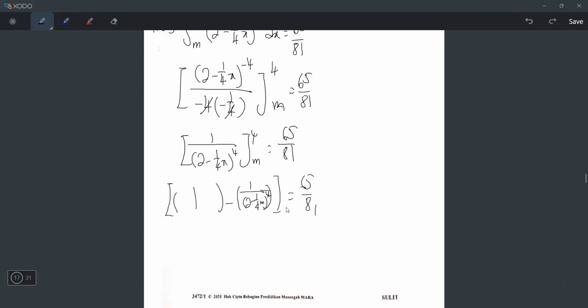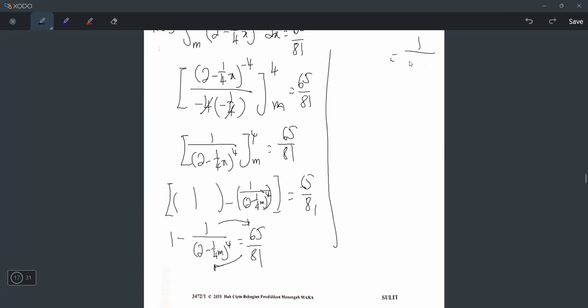Okay, so now I can actually solve this, but how? All right, let's write down 1 minus 1 over bracket 2 minus 1 over 4m power 4 equals to 65 over 81. Actually, I can move this here and move this here. So it becomes what? The negative 1 over 2 minus 1 over 4m power 4 will become positive because I move it to the other side. So it becomes like this. And then the 65 over 81 will be minus. Right? So it becomes 1 over bracket 2 minus 1 over 4m power 4. Okay, this one you just use the calculator. 1 minus 65 divided 81 is 16 over 81.